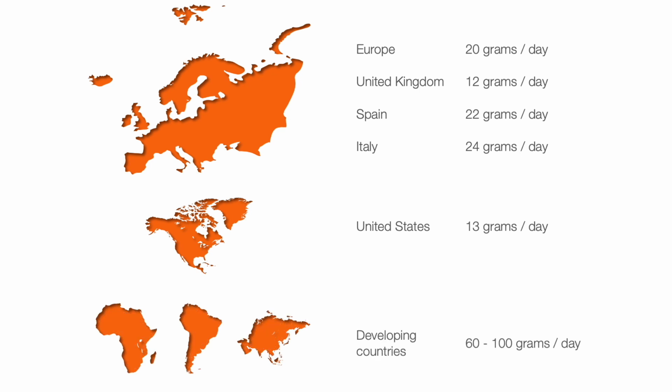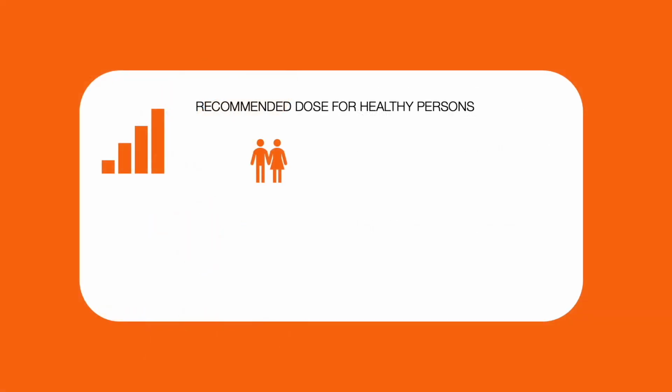In developing countries in Africa, America, and Asia, the average fiber consumption is between 60 and 100 grams per day. The recommended dose of dietary fiber for adults is between 25 and 30 grams daily. And of this fiber, 70% should be insoluble fiber and 30% soluble fiber.